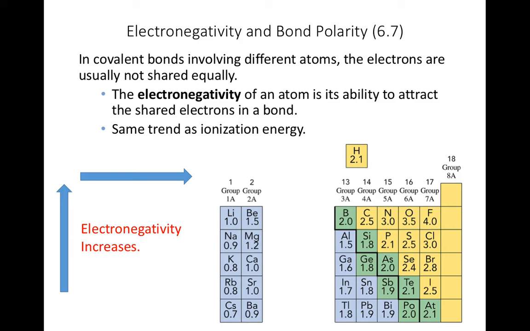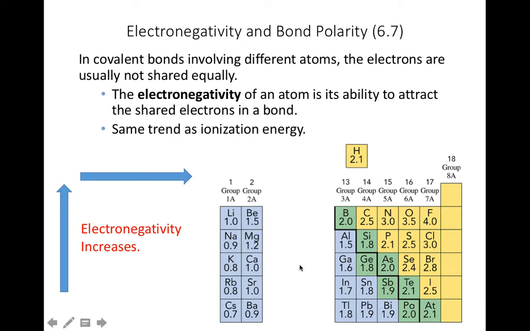Alright, in this video we're going to talk about molecular polarity and intermolecular forces. So we know that covalent bonds involve the sharing of electrons. But if the atoms that are sharing those electrons are different, oftentimes the electrons are not shared equally. And so the electronegativity is a measure of how strongly an atom attracts the shared electrons in a bond. And so the higher the electronegativity, the more that atom is going to attract the electrons.